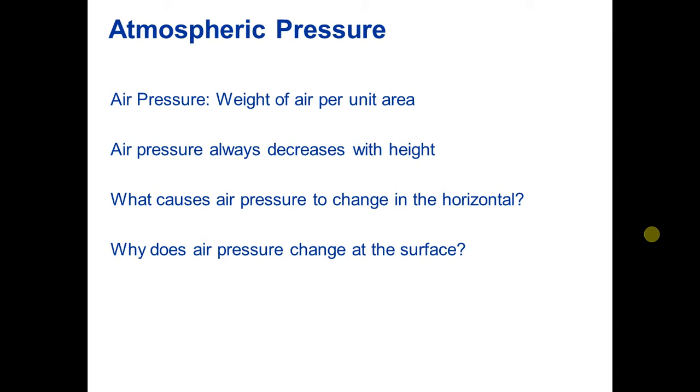So to start, here's a review of some of the important concepts we covered back in Lecture 1 about air pressure, as well as some questions we'd like to be able to answer. Air pressure is the weight of air per unit area. Air is surprisingly heavy. Air is made up of molecules, and those individual molecules have weight. And there's a lot of molecules above Earth's surface. And air pressure always decreases with height. That's because as one travels upward in the atmosphere, there are fewer molecules of air above.